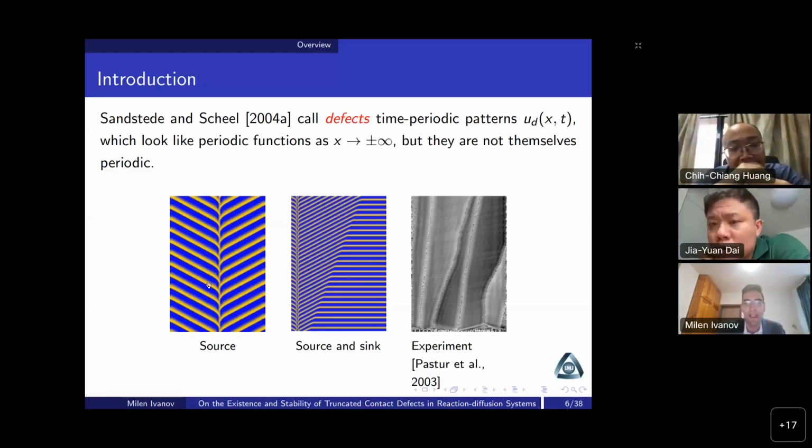And these are also observed in experiments. For example, when you heat a wire, you can see some bright spots, where here is space, vertical is time. You can see some bright spots which actually move along the wire, and this can be observed experimentally. However, this is just to give you a background of what defects are. These are other types of defects which we're not going to be concerned with today.